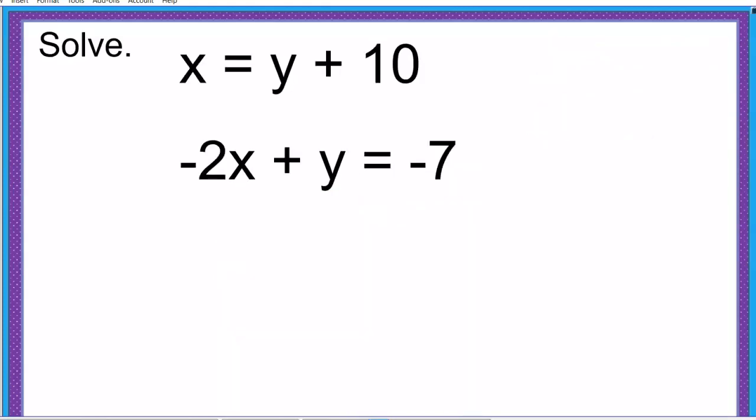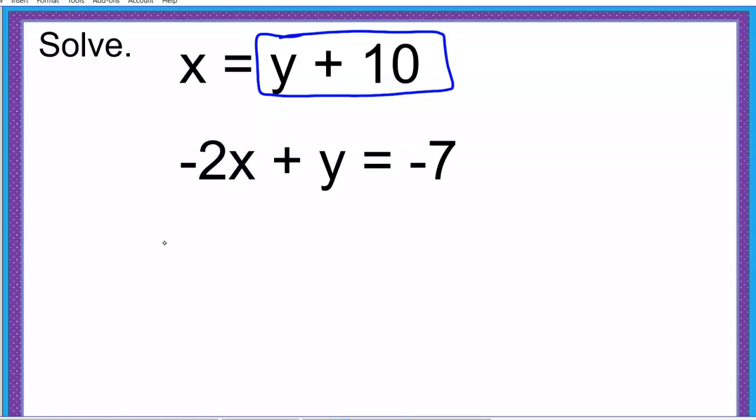Again, I have two equations. One of my equations on the top here has a variable that's isolated. This time, the variable that's alone is the x. That means that every time I see the letter x, I can erase it and replace it with its substitute. Its substitute is the expression y plus 10. In this sentence, I will erase and replace like that.